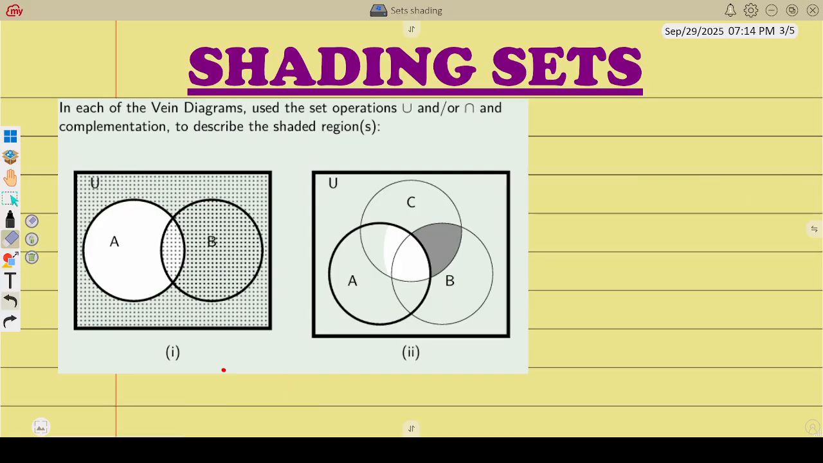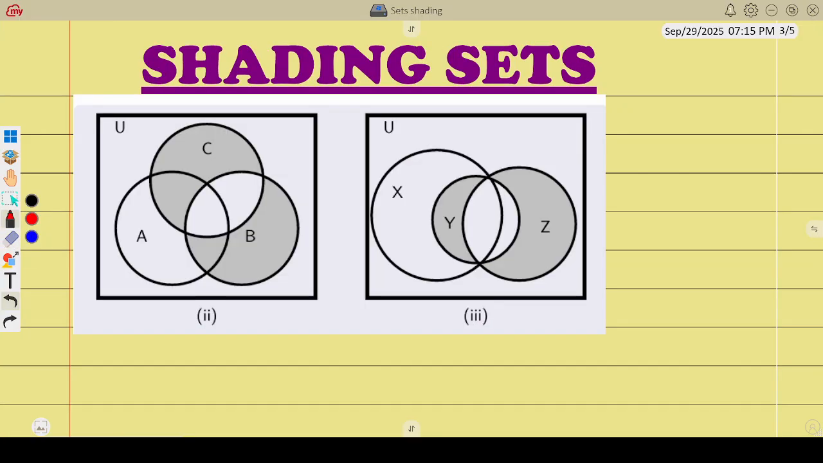Can we look at another example? Let's look at this now. We have this and this. This is very scary, but don't worry, it's going to be okay. How would you describe this shading? When you become super smart, you just say B plus C. B symmetric C. This is the symmetric difference.